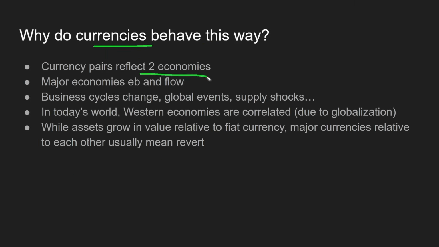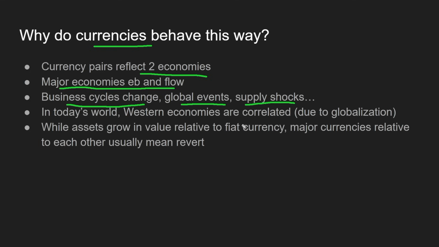Currencies reflect two economies. Major economies ebb and flow. They have good cycles, they have bad cycles, things are going well, something in the world changes, the price of oil goes up and that impacts Canada, right? There's real world stuff happening. There's business cycles, there's global events that occur like wars and massive secular shifts in thinking, supply shocks, all of this stuff is happening.